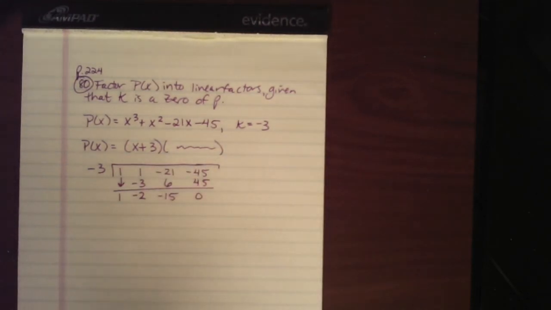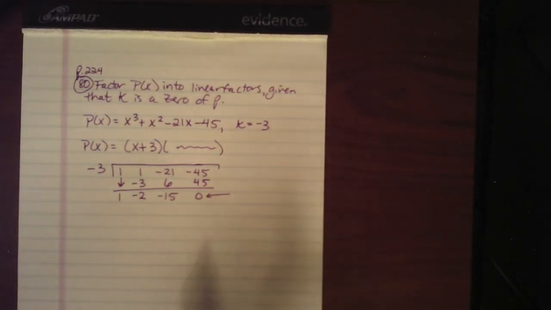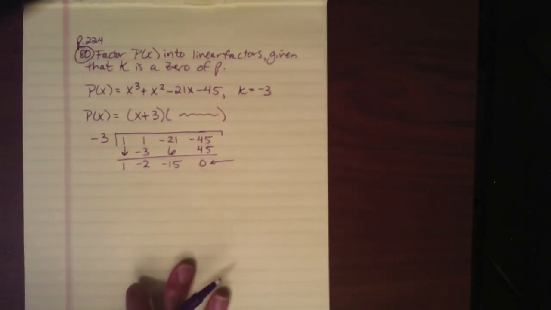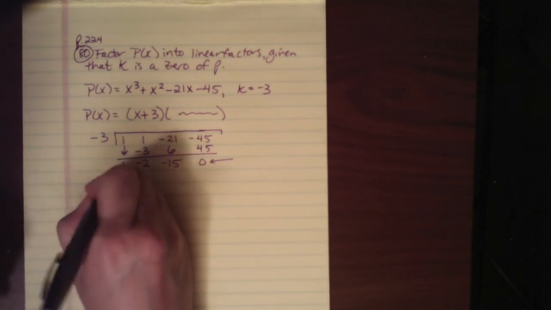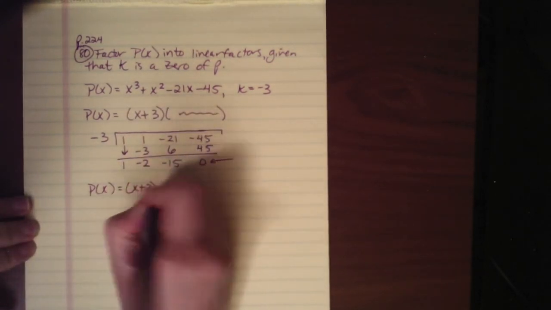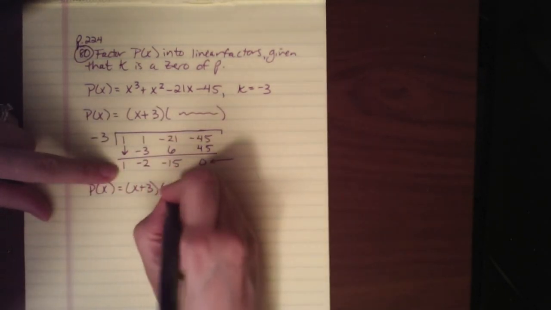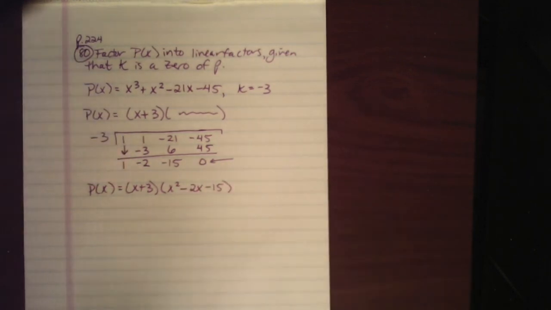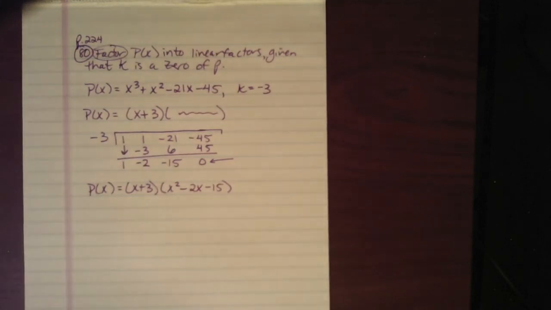And notice again, when we do our synthetic division, we get a 0 remainder here. We should get a 0 remainder because this is a 0 of p. It should divide evenly into it. There shouldn't be a remainder left over. Okay. And what that tells us is that when we pull out this factor of x plus 3, what's left over, this stuff, is an x squared minus 2x minus 15.